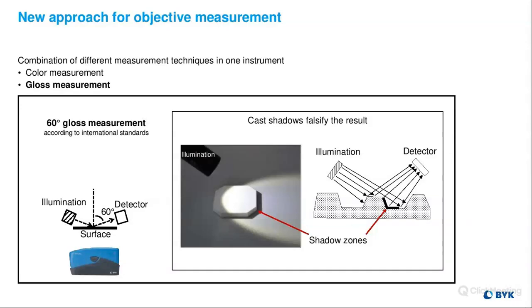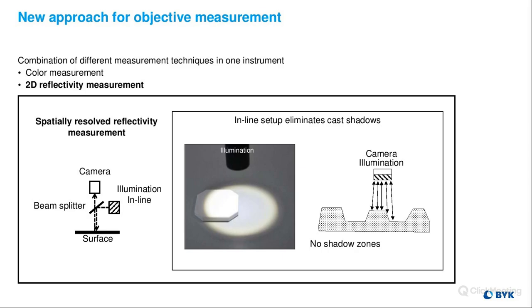So to combat this, we came up with the 2D reflectivity measurement. You can see it here. We have an inline illumination. So our light comes in from the side and hits a beam splitter, which then sends the light directly down to the surface. And then all of that light gets reflected back up towards a camera. What this does is it helps to eliminate those cast shadows, so we have no shadow zones. So we purely get the reflectance value for the surface there.